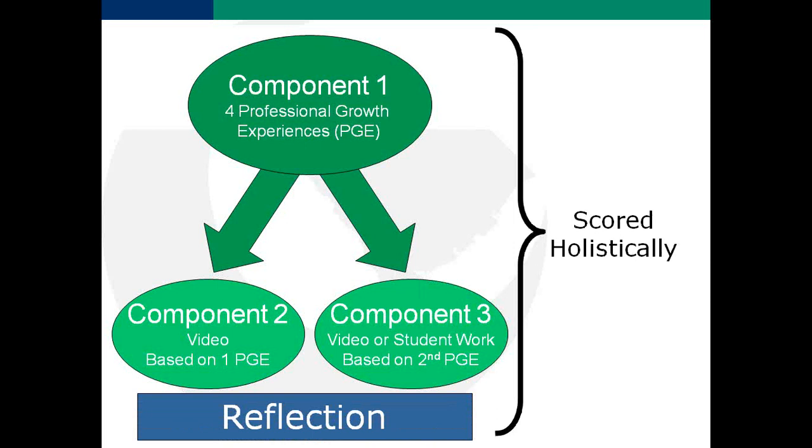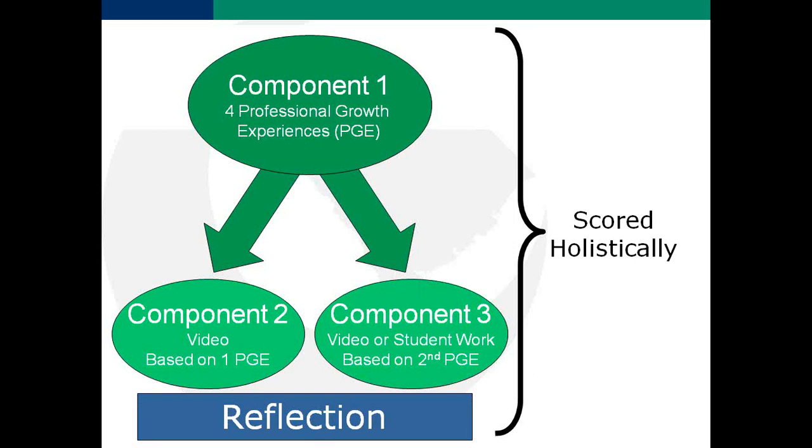All of this is scored holistically, which means when you get your score from National Board, it's either going to say renewed or not renewed. You don't have that opportunity to bank entries like you may have done as an initial candidate. So it's all scored holistically.